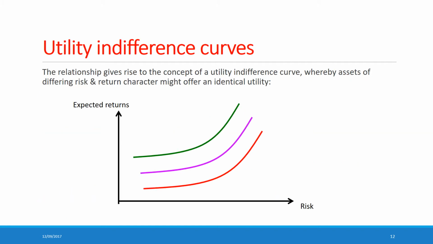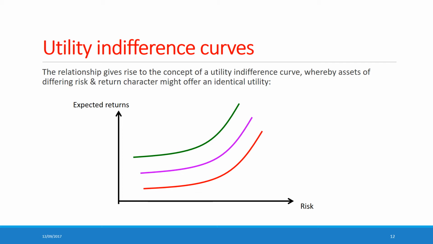So we mentioned before that for a risk averse investor, they want to maximize their utility. And to maximize their utility, they want to pick a higher level of return given the same level of risk, or they want to pick a lower level of risk given the same level of returns, right? If they're given different choices.